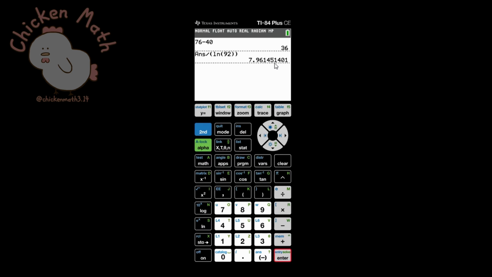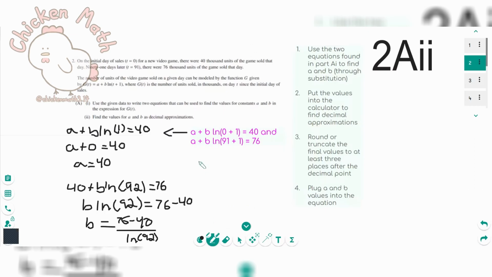Now, we also want to talk about rounding or truncating. So AP graders will look at 3 places after the decimal point. So at the very least, you want to get it to 7.961. So that is what our b value is going to be.